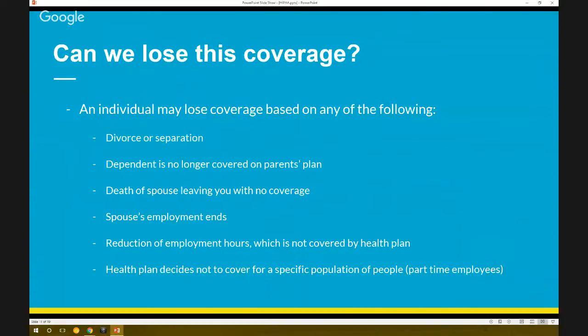So can we lose this coverage? An individual may lose coverage based on the following information. One, if they are divorced or separated. Two, if the dependent is no longer covered on a parent's plan. Three, if there is a death of a spouse, which leaves you without any coverage. Or if a spouse's employment ends. Reduction of employment hours, which is not covered by a health plan. If a health plan decides not to cover a specific population of people, an example would be part-time employees. Okay, next slide, please.